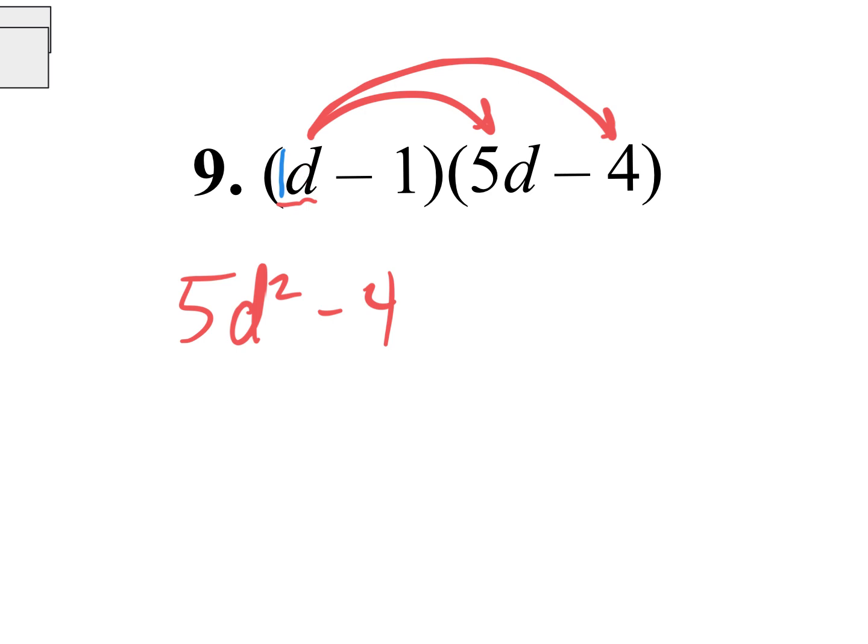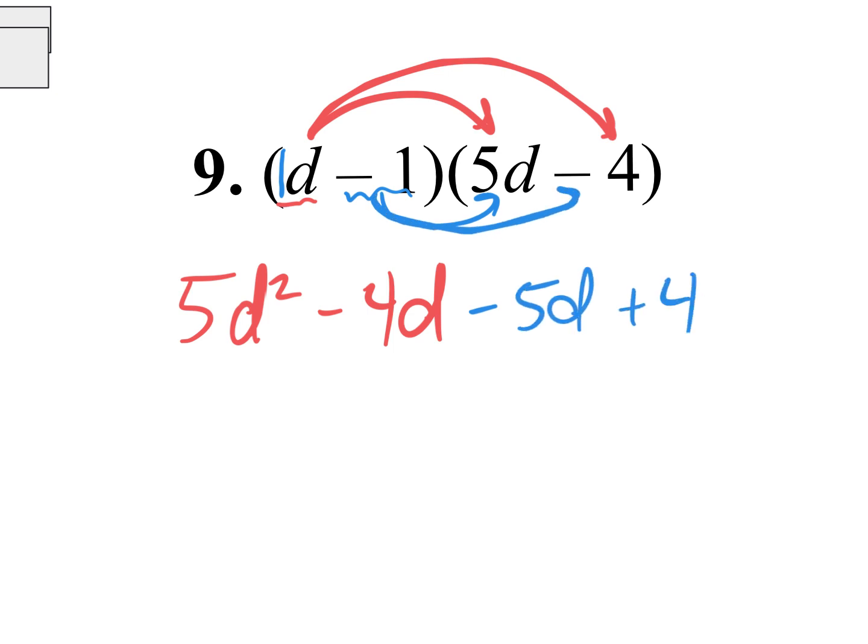And d times, there's no other d's, so just bring that d down. So that's your answer for distributing that 1d into the 5d minus 4. Now that you've distributed the 1d, we're going to now distribute the negative 1. So negative 1 times 5d is negative 5d. Negative 1 times negative 4 is positive 4.